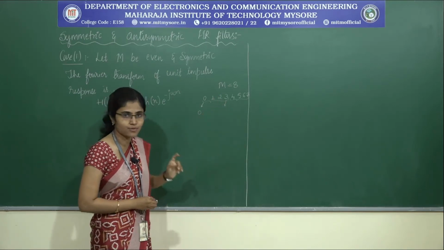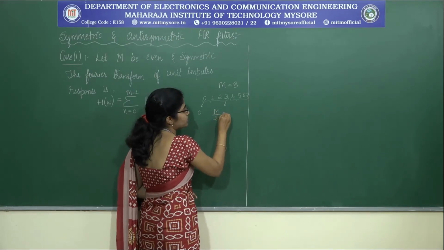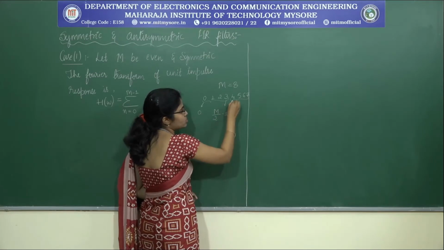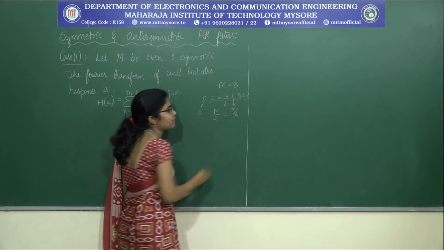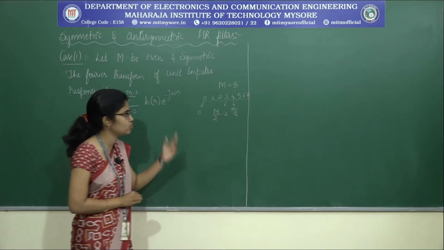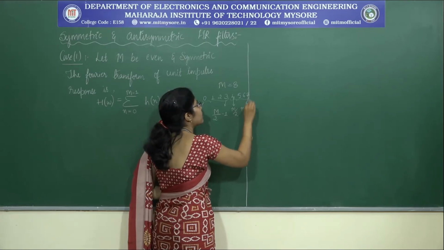So, 4 minus 1 gives us 3. So, the upper limit will be m by 2 minus 1. So, what is the lower limit of the second summation? It will be m by 2. Why m by 2? The value of m is 8, 8 by 2 gives us 4. Similarly, the upper limit will be equal to m minus 1.